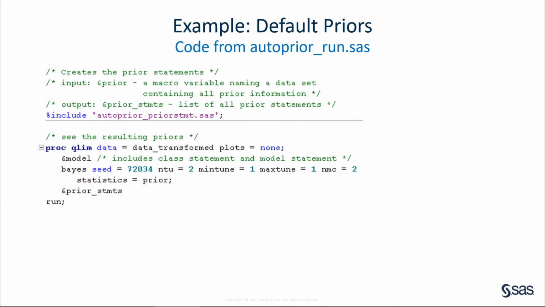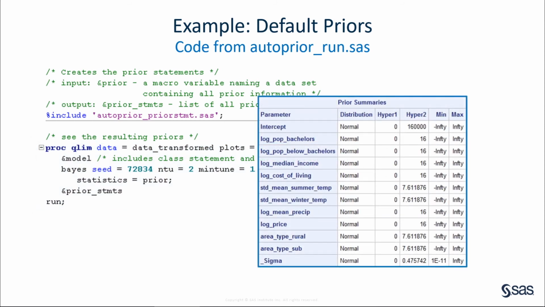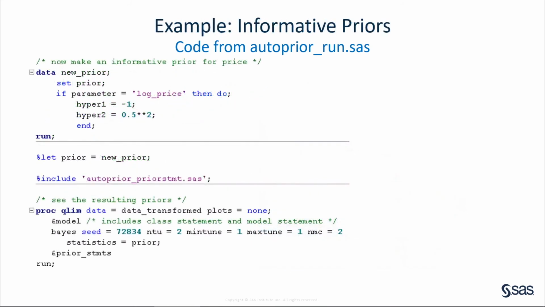Next, to generate the prior statements, you only need a macro variable named prior, naming a data set that contains the prior information. The last step created that data set and macro variable for us. So we can just run prior statement.sas to generate the prior statement. The prior statements are created and stored in the macro variable prior statements. So now calling PROC QLIM using the generated model, class, and prior statements is straightforward. I've generated the prior summary table here to show you that the prior used by PROC QLIM is indeed the prior I requested.